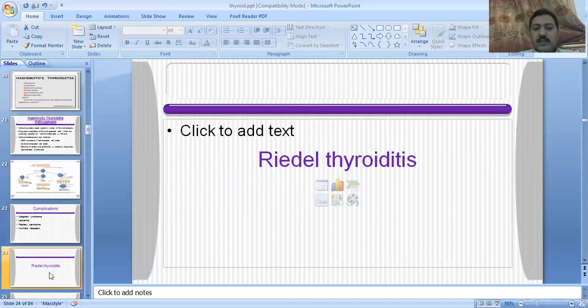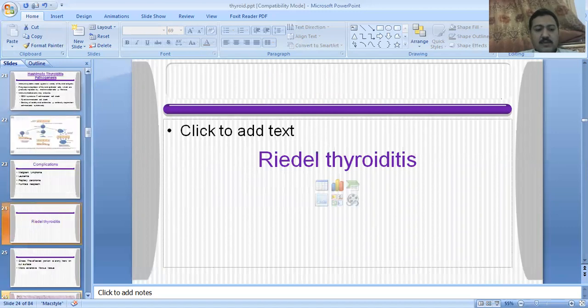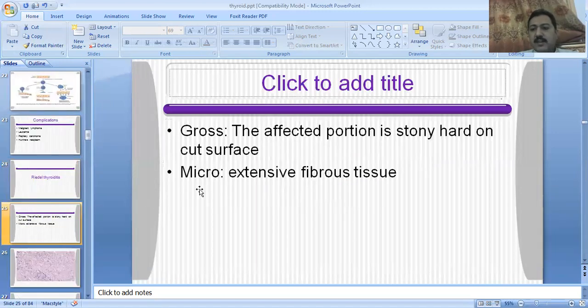Now come to Riedel thyroiditis. What is Riedel thyroiditis? Riedel thyroiditis is the condition in which the thyroid gland becomes too hard. The hardness is because of the accumulation of fibrous tissue in the thyroid gland. So it will be so hard that it will be like stone. When you cut that thyroid gland, it will give too much resistance in cutting. Microscopically, you will see too much accumulation of fibrous tissue in the thyroid gland.